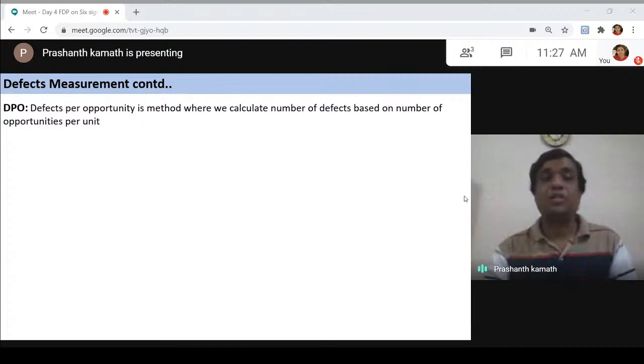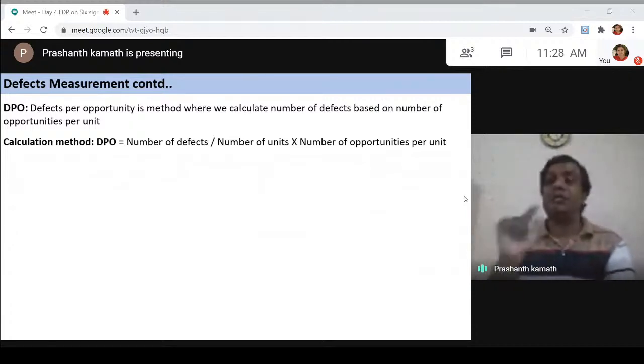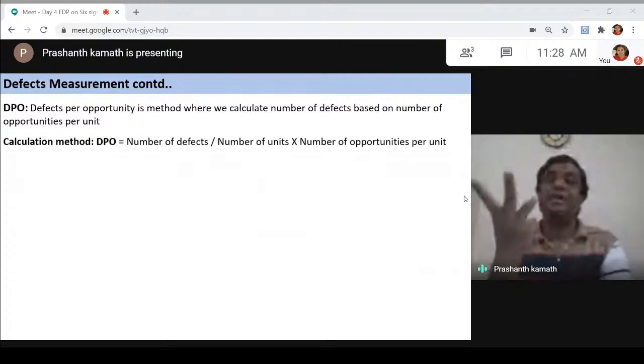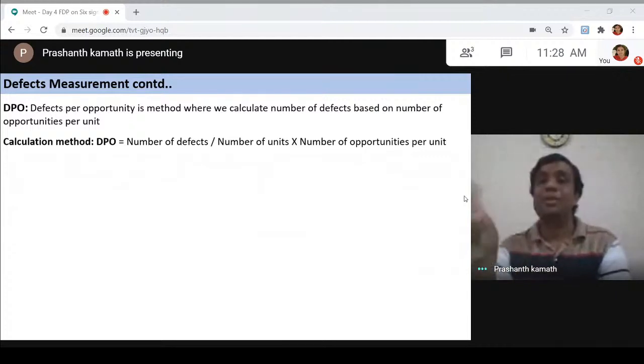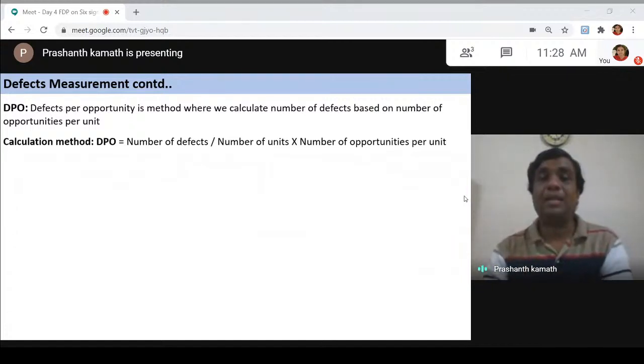right? Let's look at an example here. How do we calculate DPO? DPO is nothing but number of defects divided by number of units multiplied by number of opportunities per unit. As I said in the pizza example, you have defined three opportunities: time, ingredients, and taste. Those are three opportunities per pizza. So if you are making 10 pizzas as a pizza manufacturing company, 10 into 3 becomes your denominator. On numerator, you will have number of defects. Let's look at this example.